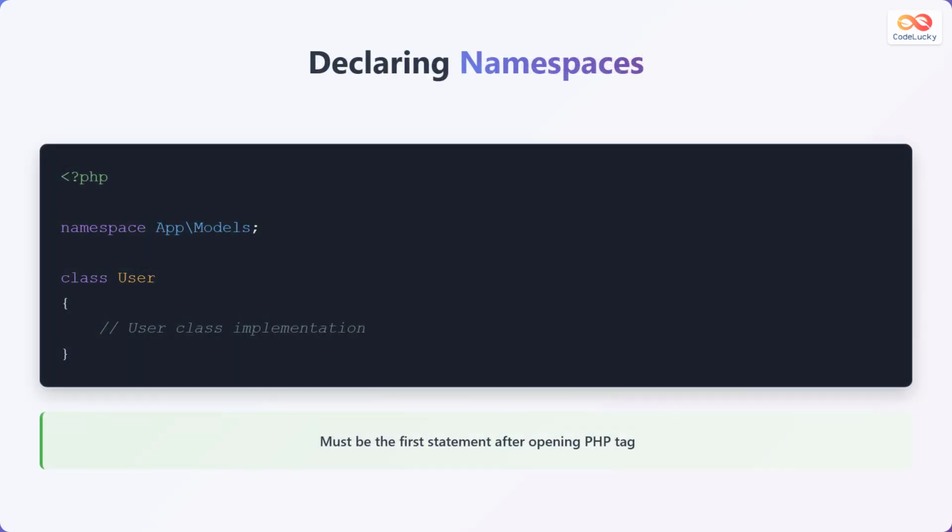Let's dive into how to declare a namespace in PHP. To declare a namespace, you use the namespace keyword followed by the namespace name. The namespace declaration should be the first statement in your PHP file, after the opening PHP tag. For example, you can declare a namespace named app_models, and then define a class named user within that namespace. It is important to note that the namespace declaration must be the very first statement in the PHP file, appearing immediately after the opening PHP tag.